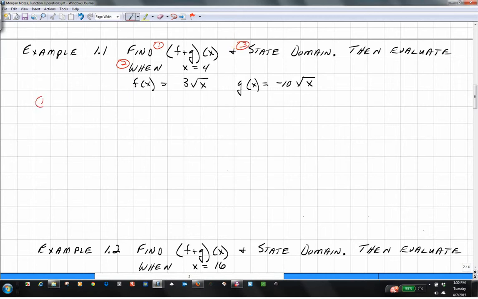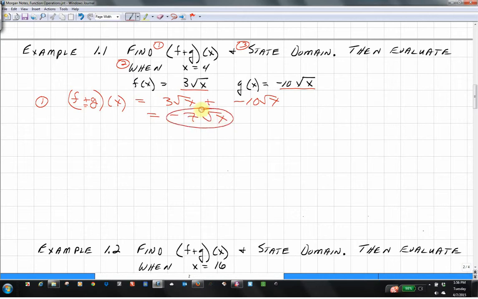For number 1, it's telling me to combine f and g, add those together. So I'm going to write f plus g in parentheses, which means to combine them first. My variable's x. Here's f: 3 times the square root of x. Then I add that to g, because that's what it tells me to do, and g of x is right here, a minus 10 times the square root of x. So if I take 3 times the square root of x plus a negative 10 times the square root of x, remember 3 plus minus 10 would be minus 7, so that's a minus 7 times the square root of x.